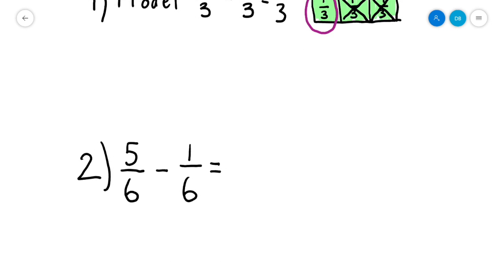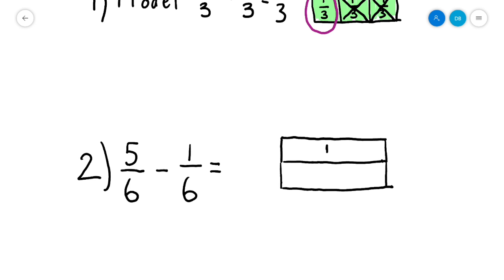Alright, so we have 5/6 minus 1/6. So I'm going to do the same thing. I am going to draw my box. I'm making this one a little bigger because I know I'm splitting into 6 pieces. Drawing my box underneath. Now remember, if you're splitting it into 6 pieces, you need to draw 5 lines. So 1, 2, 3, 4, 5.